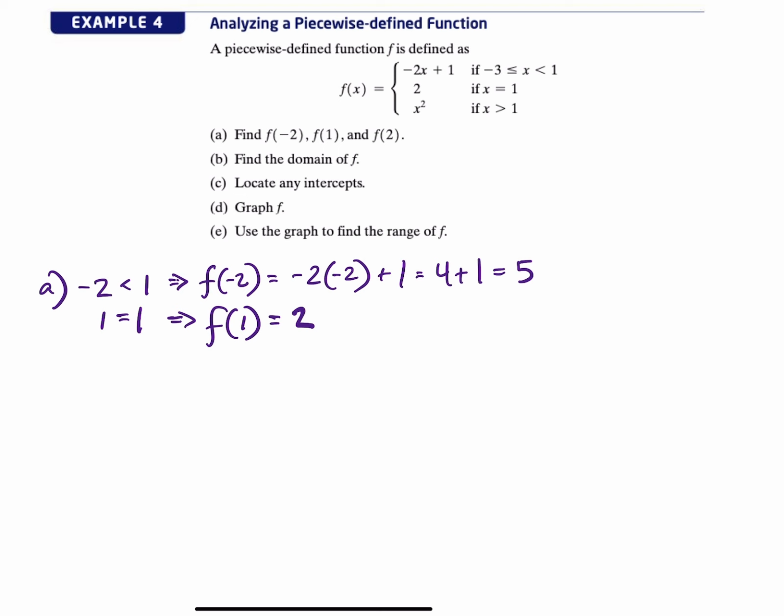And then it's asking for f of 2. So 2 is greater than 1. It meets this third condition. So we'll plug into the third position. So f of 2 equals 2 squared, for positive 4. So again, just check to see which condition your input falls into, and then use its associated function, whatever it appears next to.